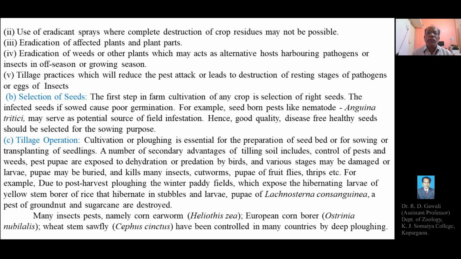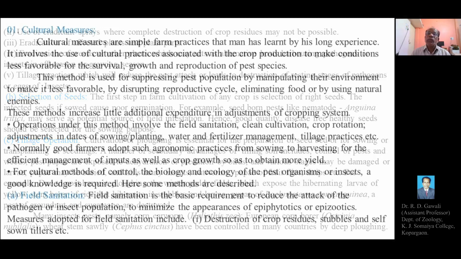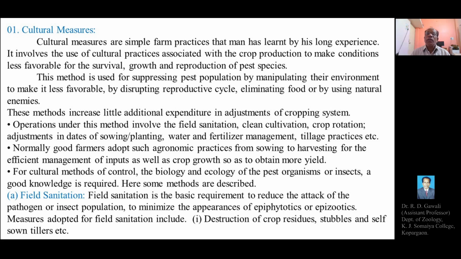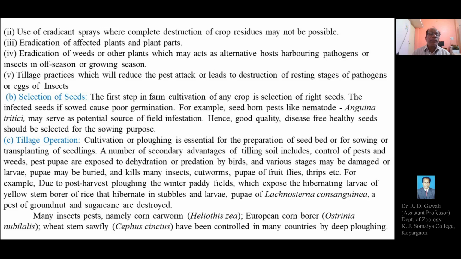Then another practice, that is selection of the seeds. We are now discussing the cultural methods or cultural control measures, among which first was field sanitation, then second is selection of seeds. The first step in the farm cultivation of any crop is the selection of right seeds. The infected seeds, if sowed or planted, cause poor germination.